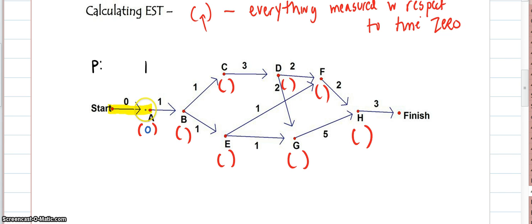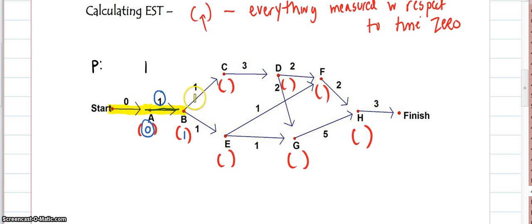Then I'm going to continue on from A to B. The number that goes underneath B is how long A took plus the amount of time it took to get ready to do A. So 0 plus 1 is 1. The earliest time for me to start job B is 1.